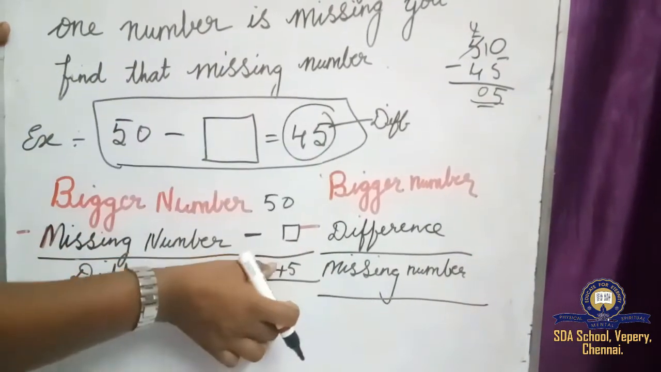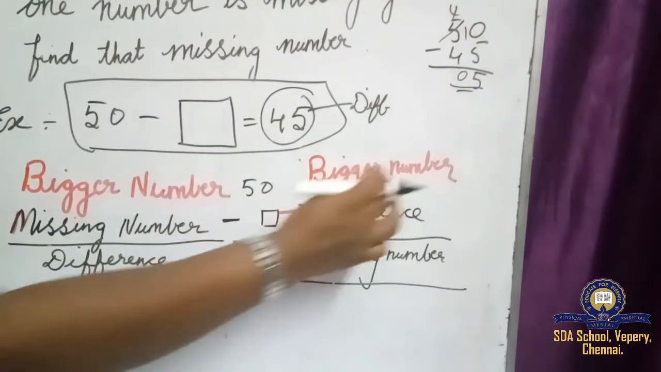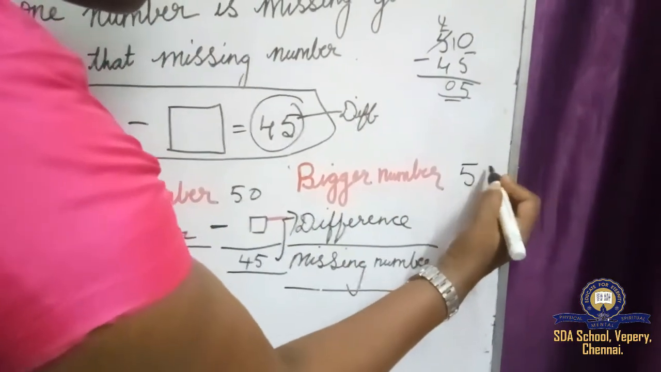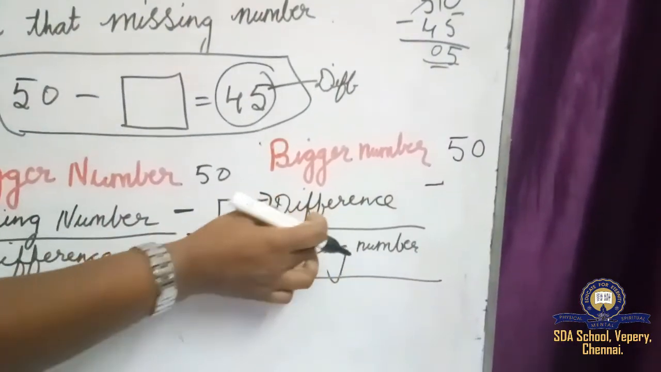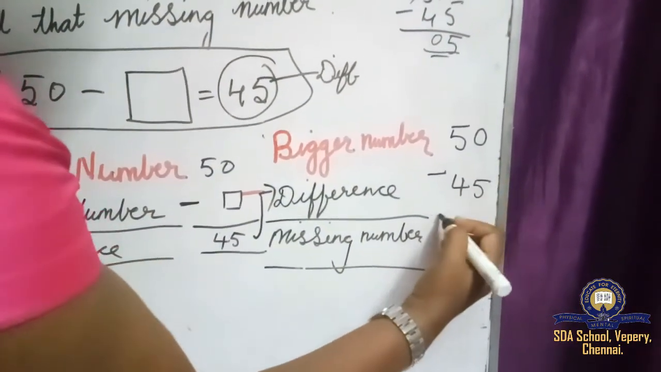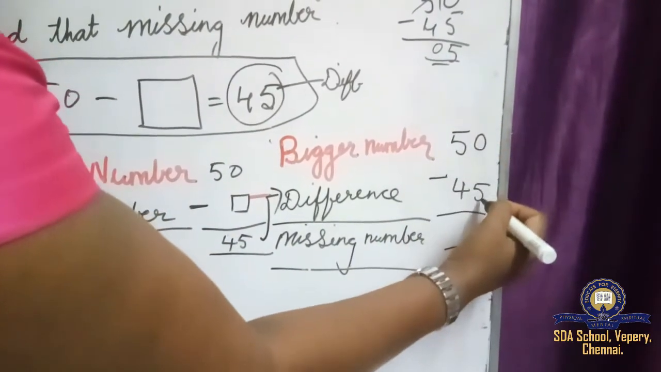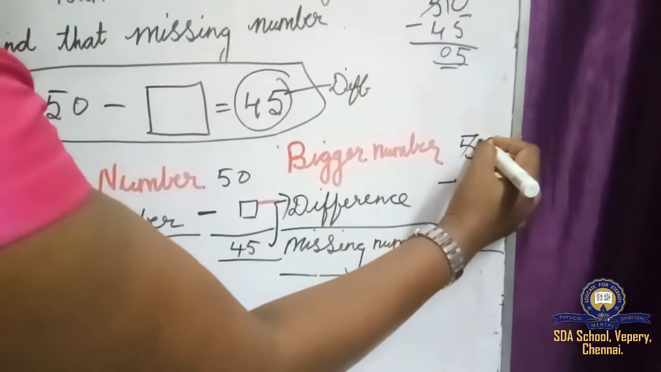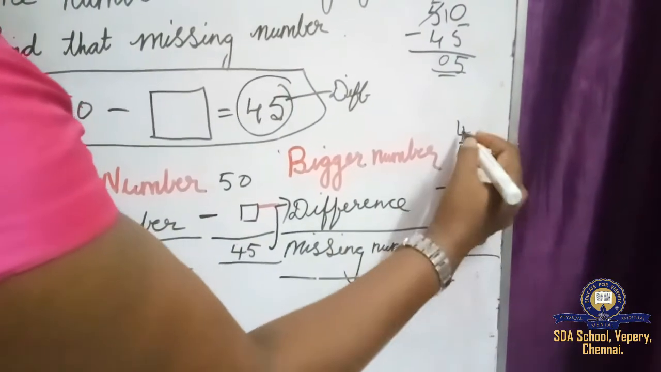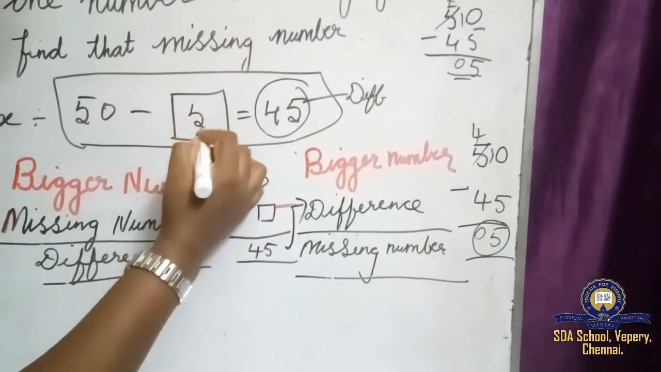The difference is 45. Now, as I said, take this here. Bigger number. In this, which is the bigger number? 50, minus the difference. Which is the difference? 45. Already we did here. When you subtract this, you get the missing number. The same thing: 0 minus 5 you can't do, so you borrow from 5 and this will become 4. So 10 minus 5 is 5. 4 minus 4 is 0. So this is the missing number and you write it here.